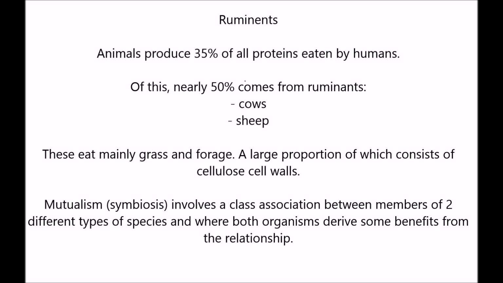Ruminants. Animals produce 35% of all proteins eaten by humans. Of this, nearly half comes from ruminants such as cows and sheep, which eat mainly grass and other forage, a large proportion of which consists of cellulose cell walls. Mutualism, also known as symbiosis, involves a close association between members of two different species, whereby both organisms derive benefits from the relationship.